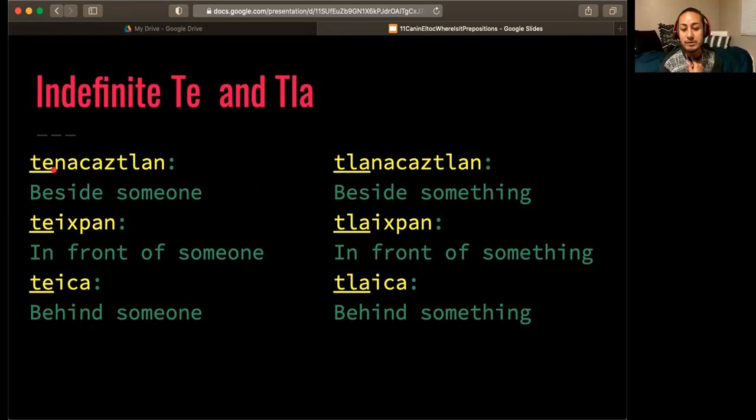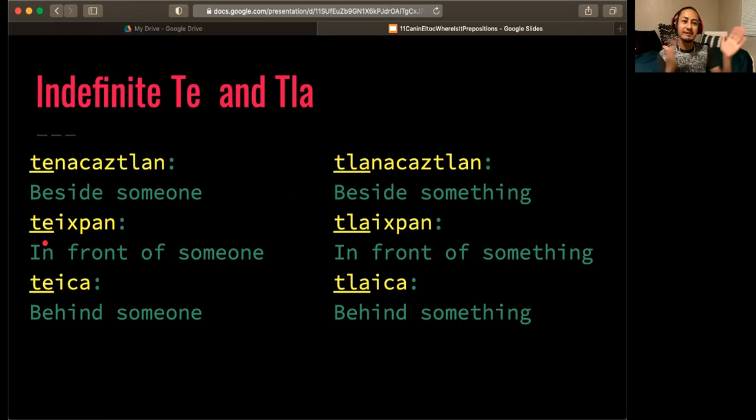You can use them the same way to say that it is next to somebody or next to something. So you can put these in front of those prepositions. For example, nakaslan means to the side, but if you say te nakaslan, you mean beside someone, or beside people. We don't know who, but we know it's beside someone or people. Teixpan would be in front of someone or in front of people.